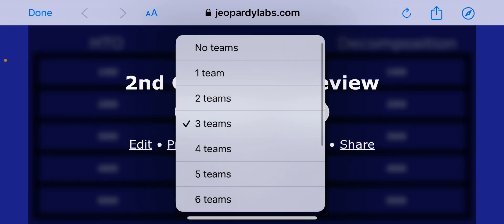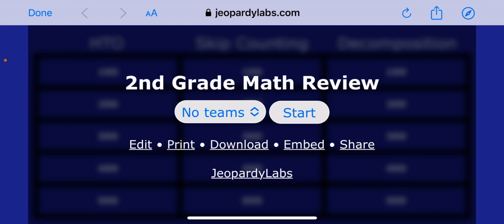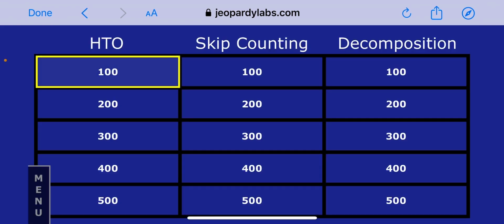I would play this without any teams because it can get a little too competitive amongst the students. Now the categories for this are HTO, and this stands for 100s, 10s, and 1s. This is the same thing as a place value chart or their base 10s. They are just most familiar with the term HTO. Next they have skip counting. This will have 5s, 10s, and 1s. Then they have decomposition, and this will have both addition and subtraction.